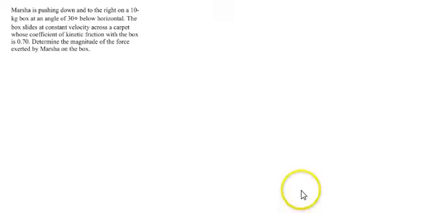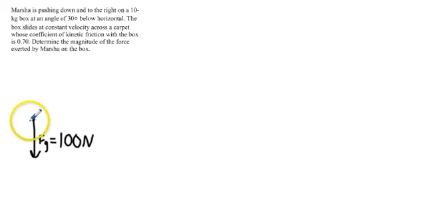Well, the first thing I'm going to do is draw a force diagram. Now, in drawing this, the force of gravity is easy enough, and we actually know that. If we assume g to be 10, we can assume that the force of gravity on the box is about 100 newtons, or it would be like 98 if you were using 9.8 for g.